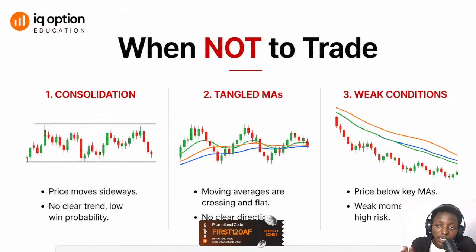You have to be patient, and you have to wait until you have a clear direction before you make a decision. And the last thing is that when the conditions are very weak, you can see that the two moving averages sort of collided with one another, and they're very close to each other. There is no space between period 7 and period 14, or period 7 and period 50.